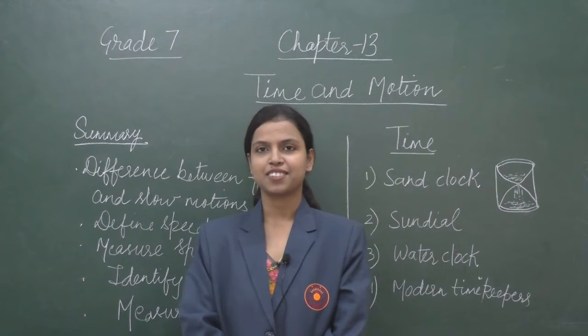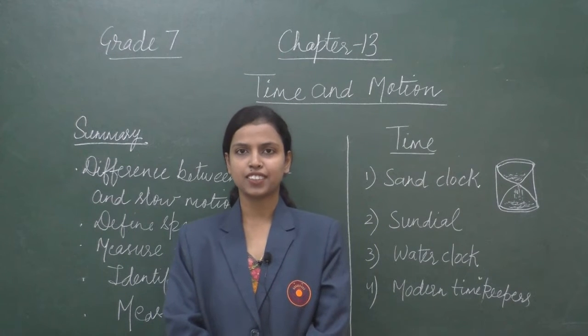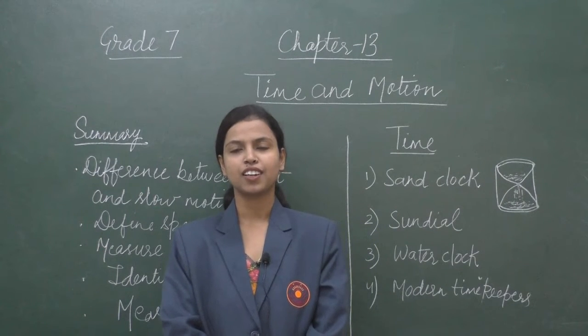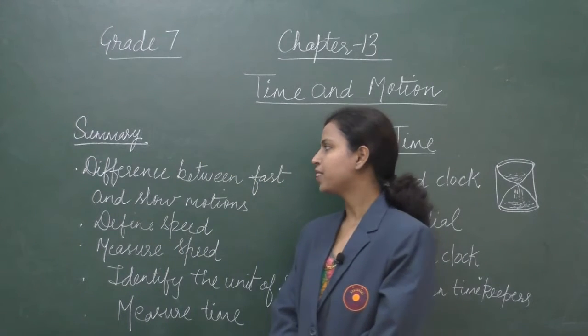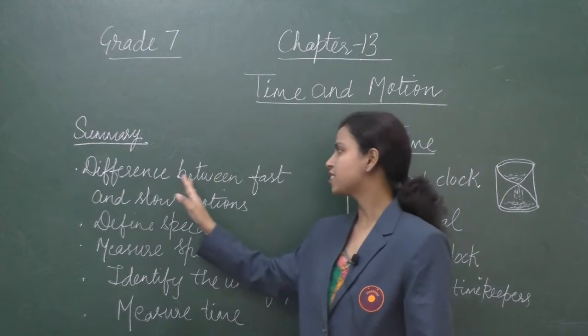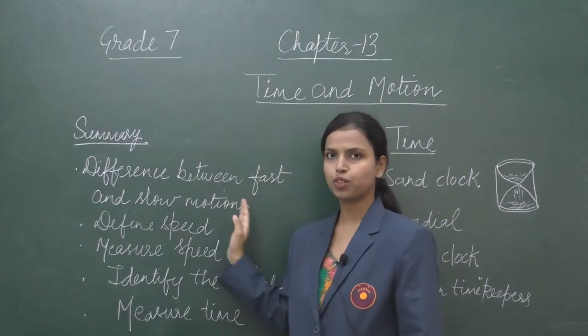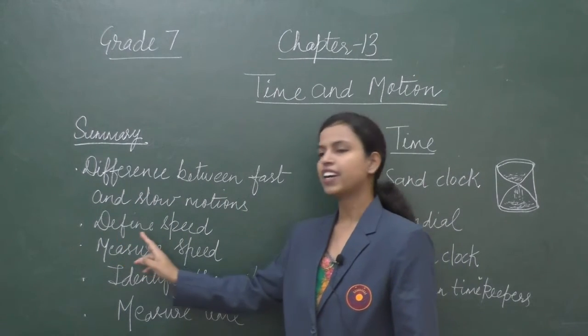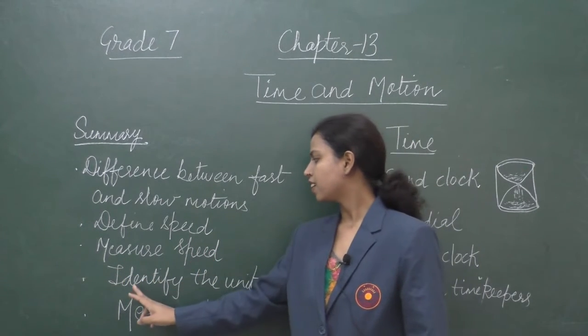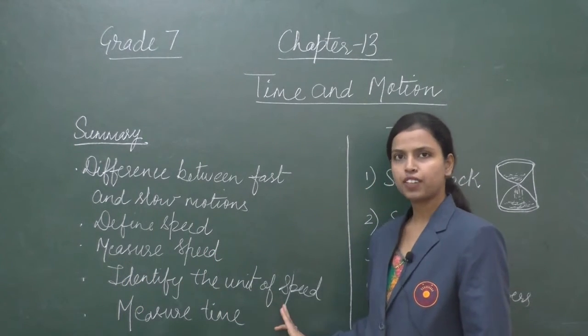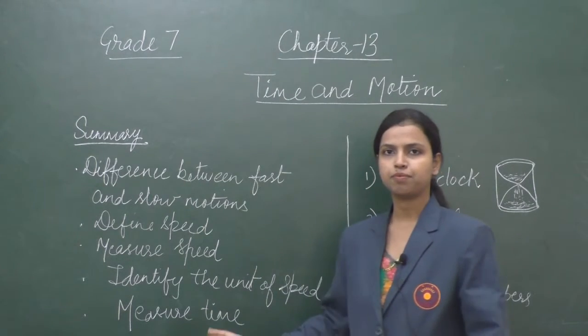Welcome to science class. So we have finished chapter 13, time and motion. Now let's see what we have learned from the chapter. So in this chapter we discussed the difference between fast and slow motions, then defined speed, measured speed, identified the unit of speed and measured time.